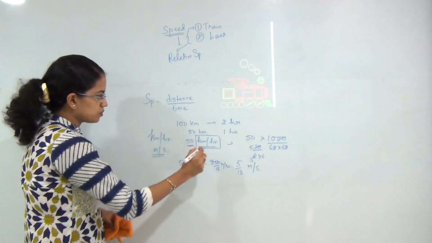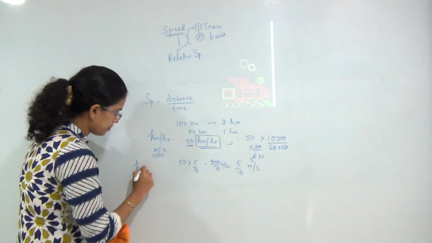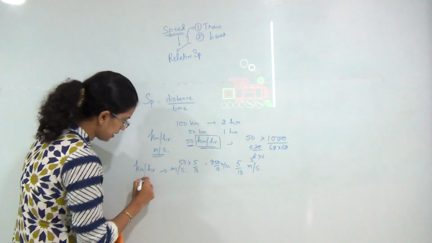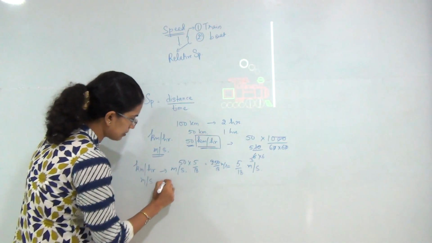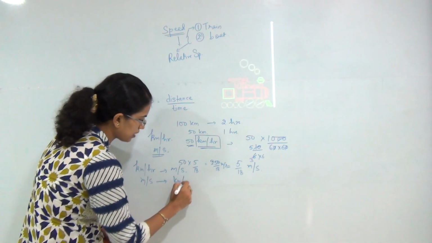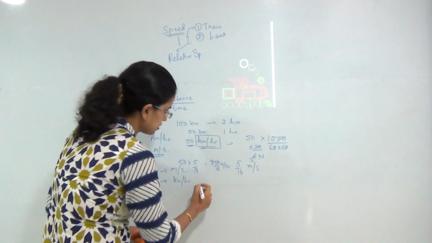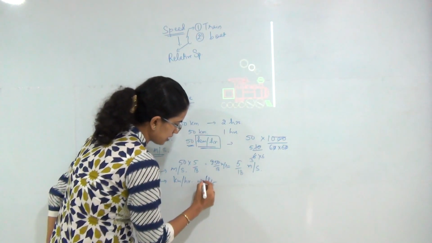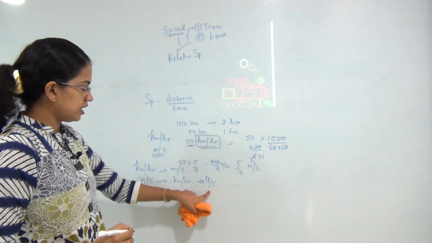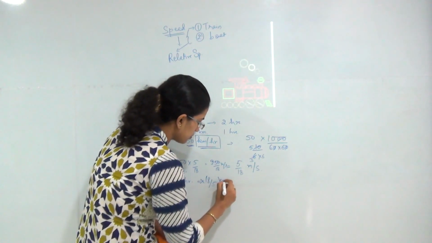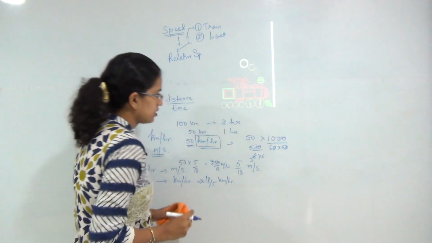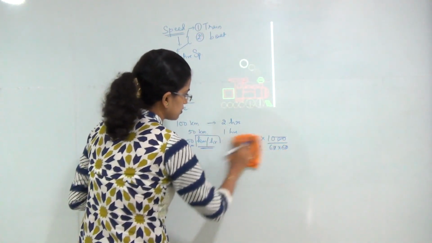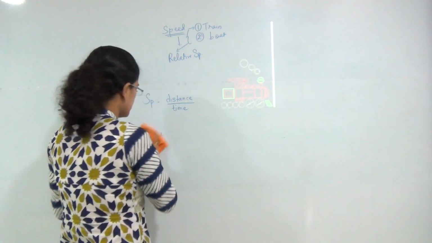Now that is when I am trying to convert kilometer per hour to meter per second. There can be another case when I am trying to convert meter per second to kilometer per hour. So I can just use inverse of it, that is 18 by 5. So any number if I multiply by 18 by 5, it would give me kilometer per hour. So this is a simple demonstration of solving the units from kilometer per hour to meter per second.